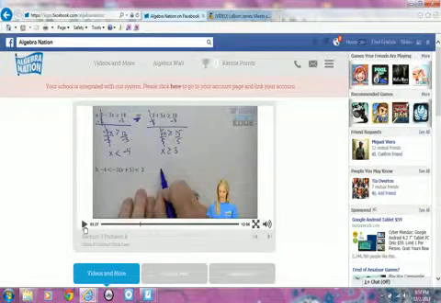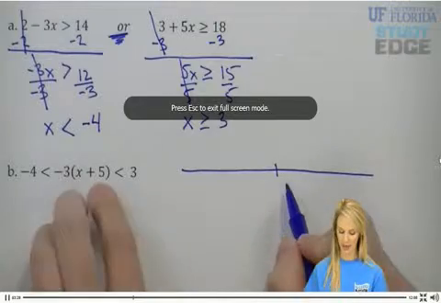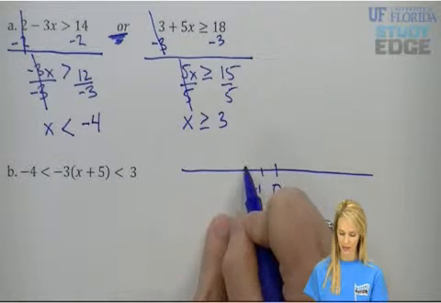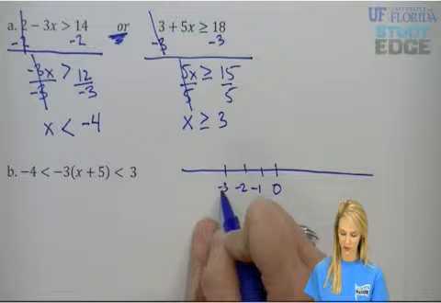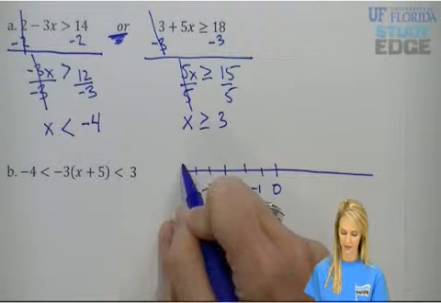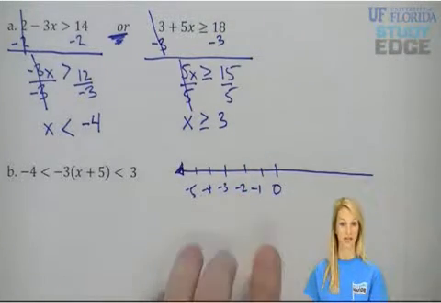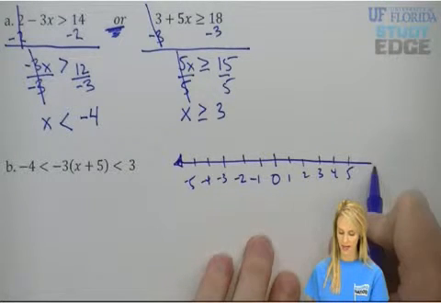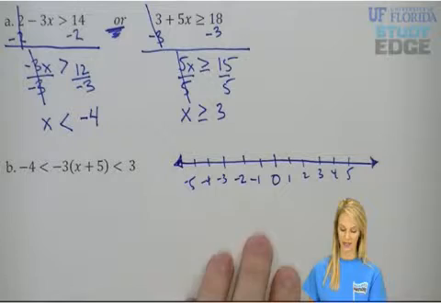Back to work. All right, I've got some negatives and some positive values, so I know I'm going to put 0 here. I have negative 1, negative 2, negative 3, negative 4, negative 5, and it keeps going all the way into those negative numbers. I've got 1, 2, 3, 4, 5, keeps on going into those positive values.